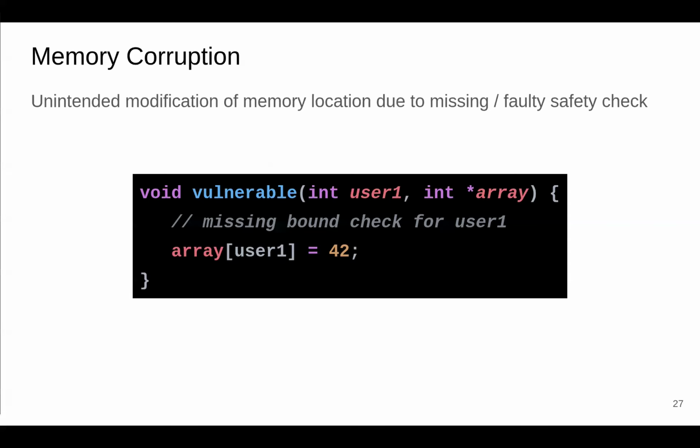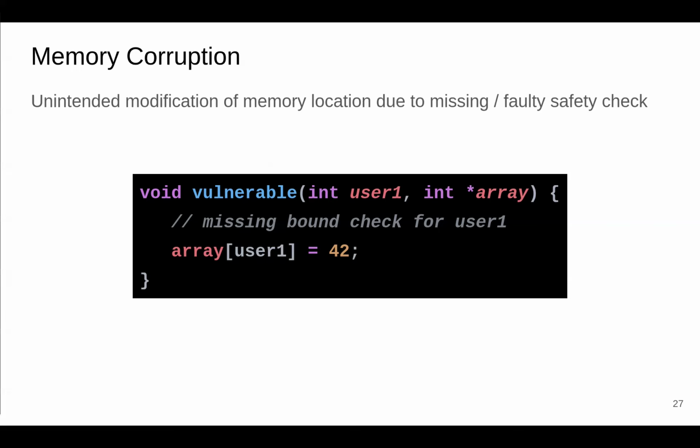A memory corruption is the definition of an unintended modification of a memory location due to a missing or faulty safety check. In this example, we don't have a bounds check for user 1, but the attacker, this is in C, could provide an integer user 1, and the array is provided by the system. So if the attacker provides a value to user 1, it could be beyond the length of the array.